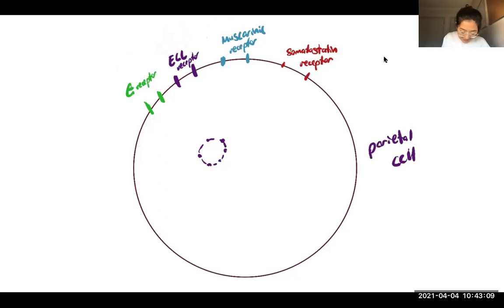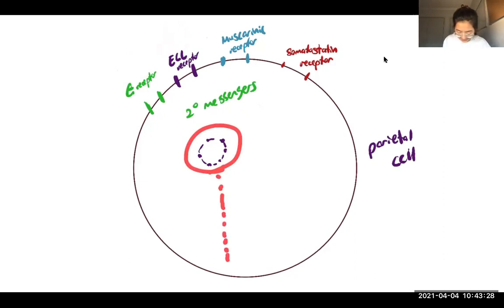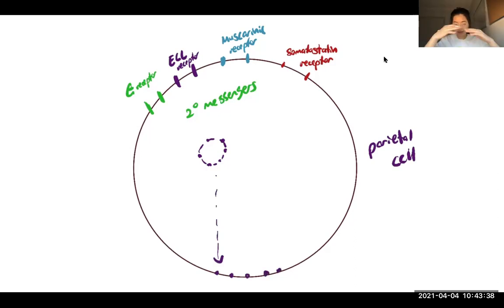Point is, all of these are going to activate your secondary messengers. Oh, by the way, just quickly flagging, this is your preformed proton pumps. What your secondary messengers do is cause these preformed proton pumps to migrate down towards the membrane, or the luminal side of the cell. And they embed themselves inside the membrane of your cell. So now you have a bunch of these proton pumps all here, ready to pump your protons out into the lumen.